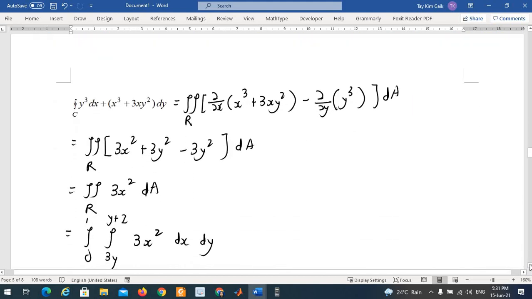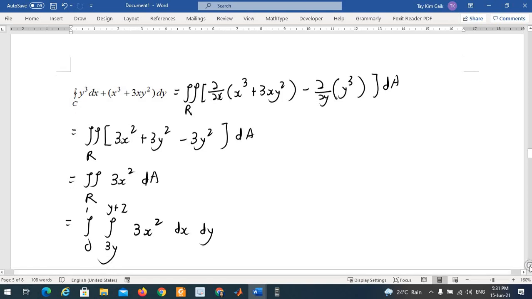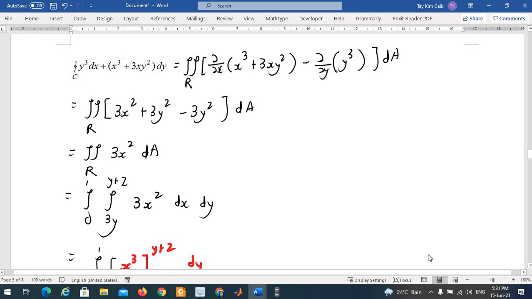And then this part is Green's theorem. Because you have C anticlockwise, forming a closed region R, it applies Green's theorem. It is del del x of the coefficient of dy minus del del y of the coefficient of dx. So you simplify, you have 3x squared dA. In this case, we use dx dy. The lower limit of x is the left curve, the upper limit is the right curve.